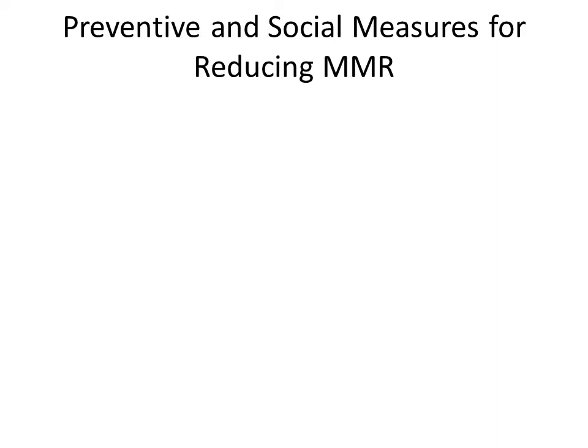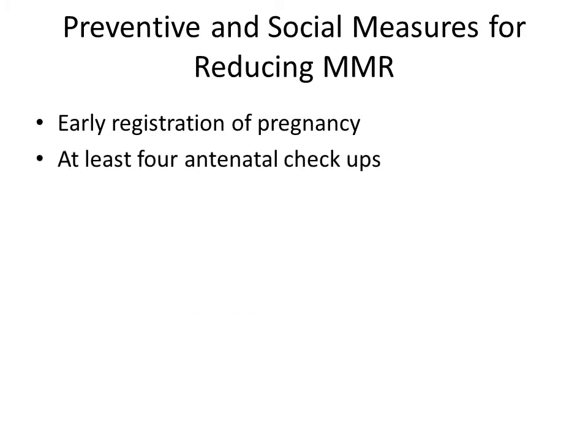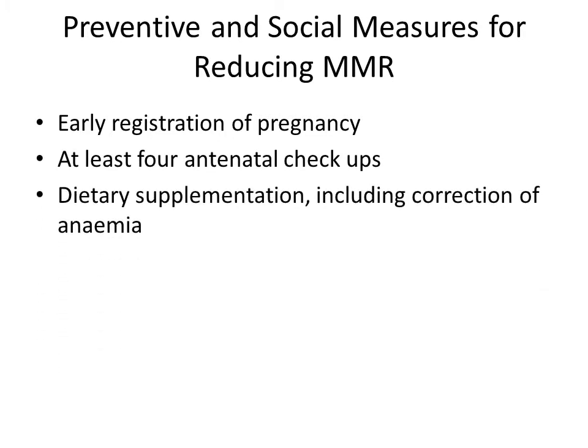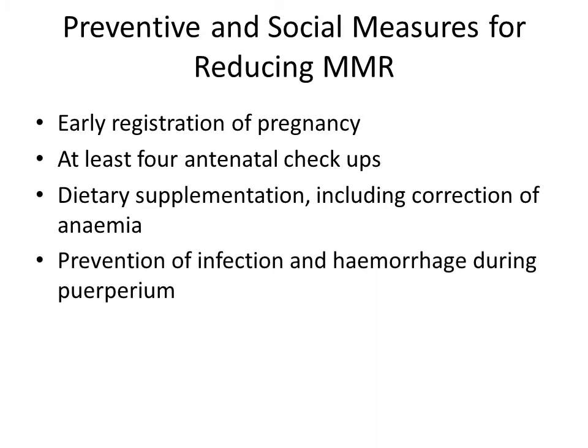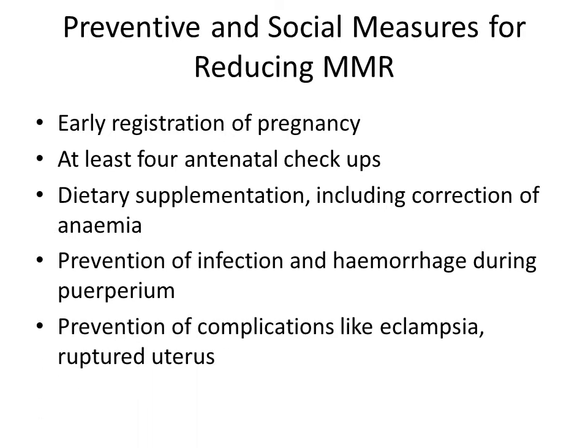Preventive and social measures for reducing the maternal mortality. Early registration of pregnancy, so any complication will be detected well in time. At least 4 antenatal checkups. Dietary supplementation, including iron folic acid. Prevention of infection during puerperium and prevention of hemorrhage during puerperium, that is postnatal care.